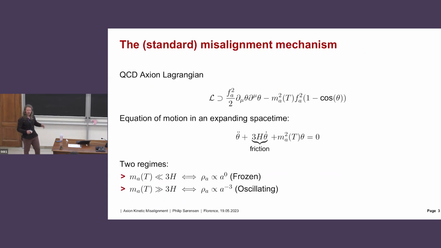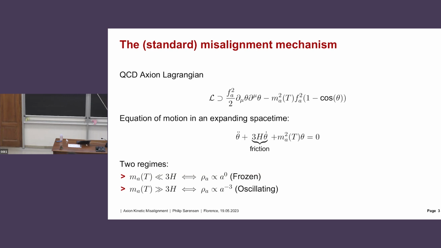The usual way we think of axions, both QCD axions and ALPs, as being produced as dark matter is through misalignment. And the way you get misalignment, which I here call standard misalignment, is so: you have this periodic potential, but when you write the equation of motion in expanding space-time, you both get the term from the mass when you expand around the minimum, and also this friction term from the expansion of the universe. And this means you have two limits.